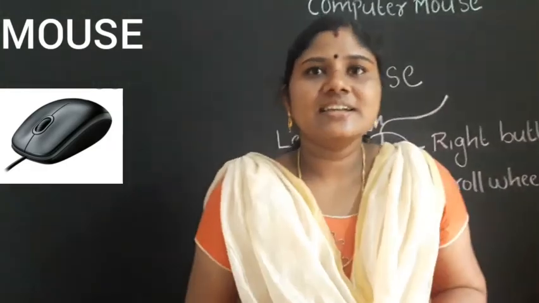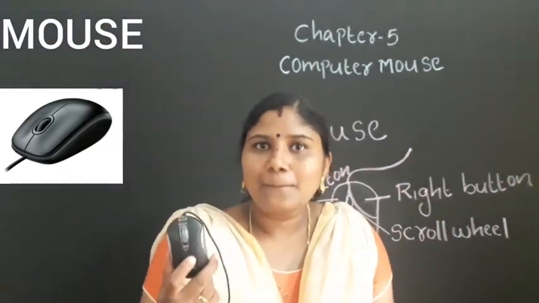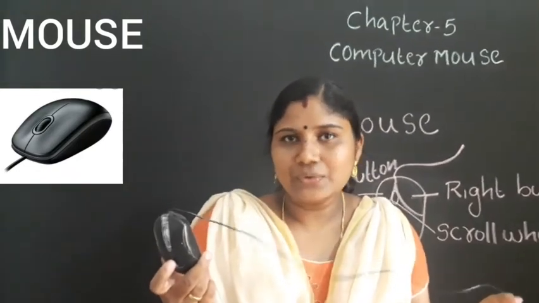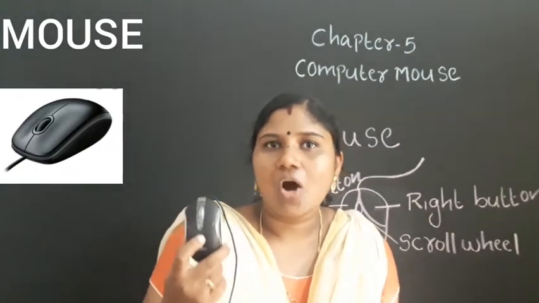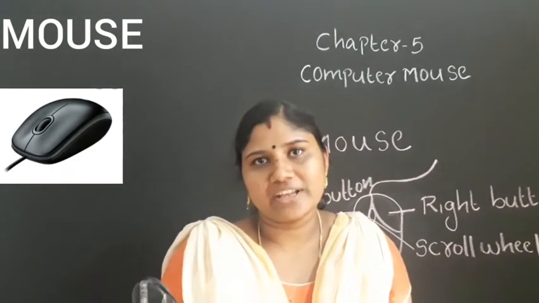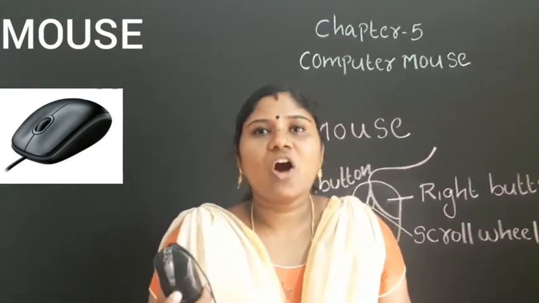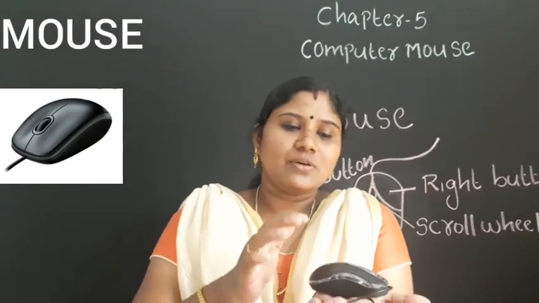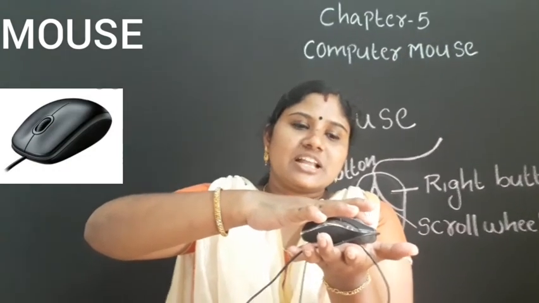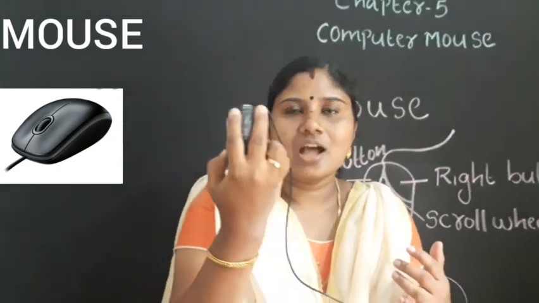Okay, in this class we have learned about the computer mouse. Computer mouse is a part of the computer. A wire is connected to the CPU. The shape of mouse is oval shape. Mouse consists of two buttons and a scroll wheel. Which are the two buttons? Left button and right button. And how do we hold the mouse? Just keep the mouse, then place the hand above the mouse, then place the index finger on the left button, then the middle finger on the right button. Okay, this is the way to hold the mouse.